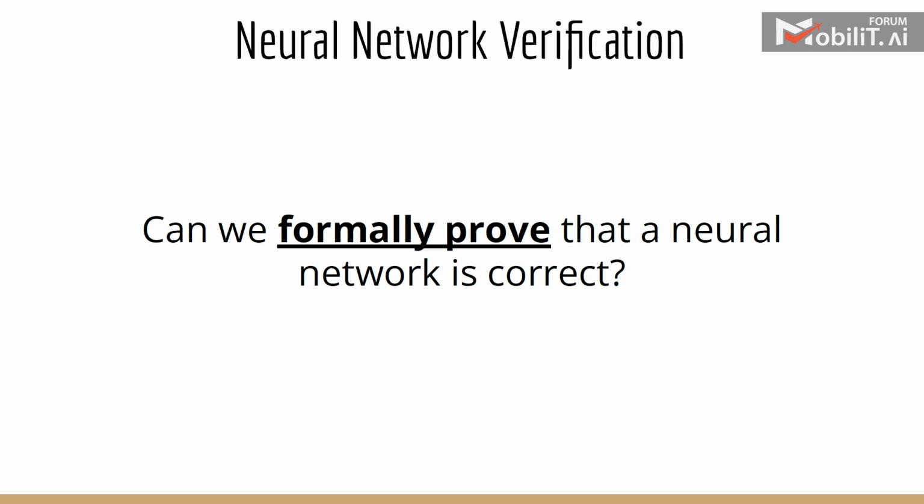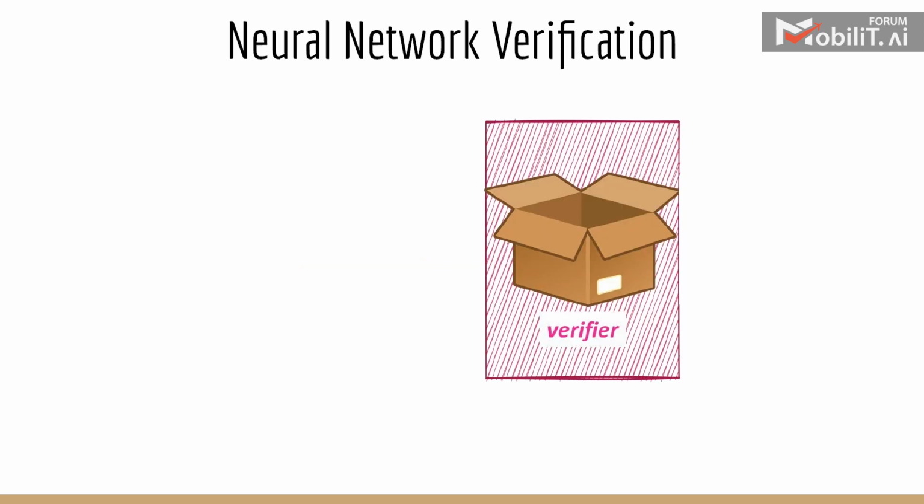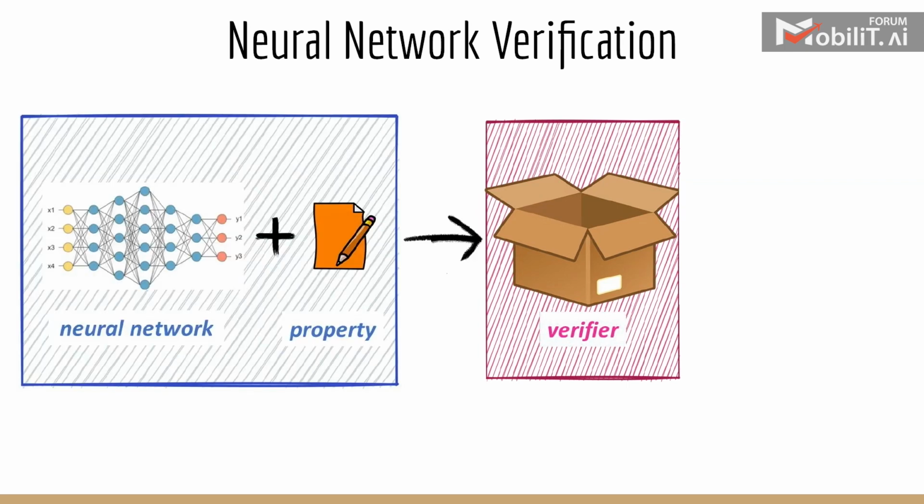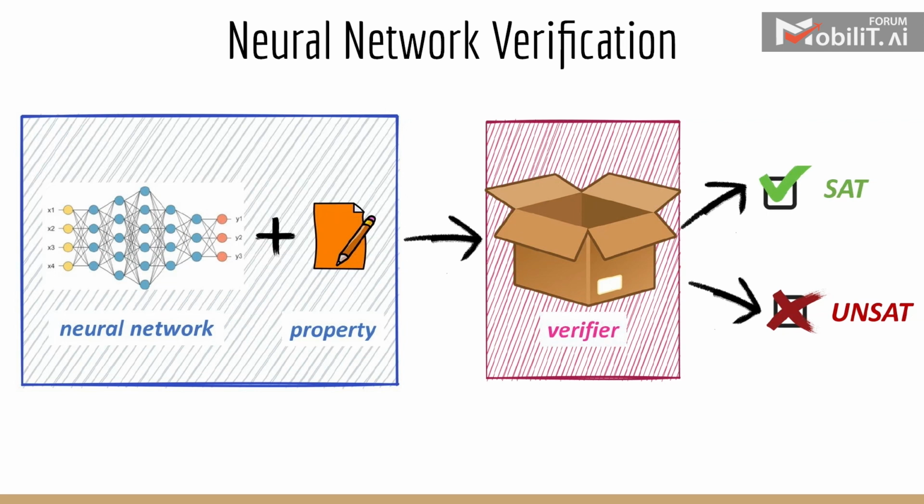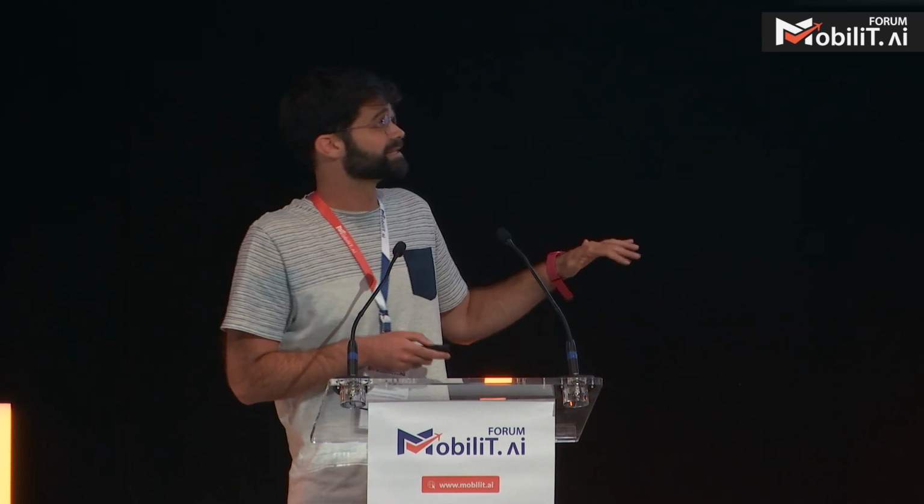Okay, so now I want to ask the general question. Melanie talked about it a bit. Can we formally prove that a neural network is correct? I'll talk a bit about what I mean by formally prove and what I mean by correct, but we'll dig into this more. In the neural network verification configuration, we generally have a verifier. We have some neural network and some property which we want to verify. And the verifier usually returns one of two results, either a SAT result, which means that this property was satisfied, or an UNSAT result, which means that this property was not satisfied.